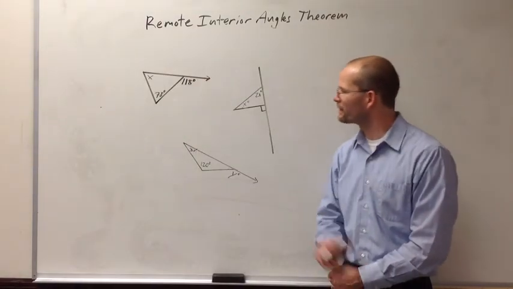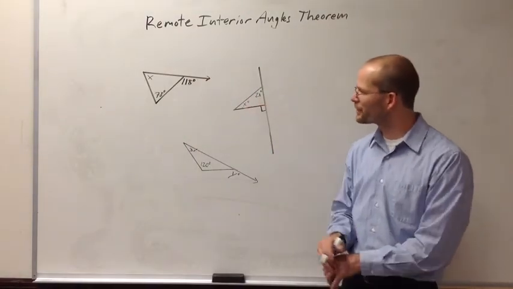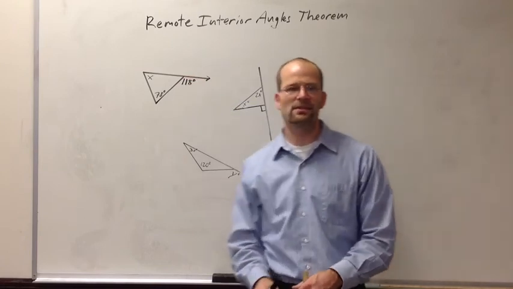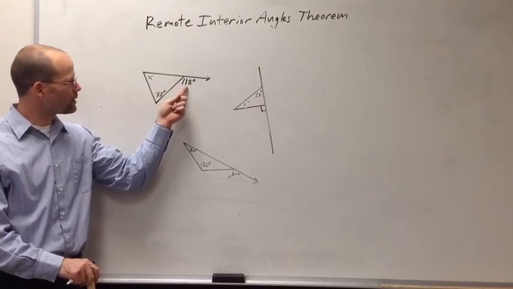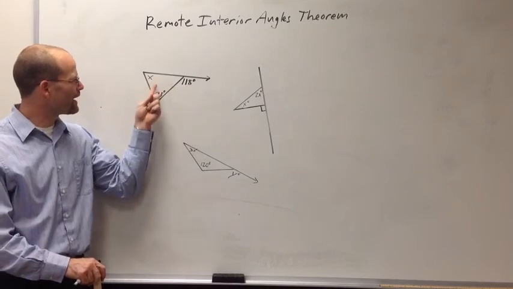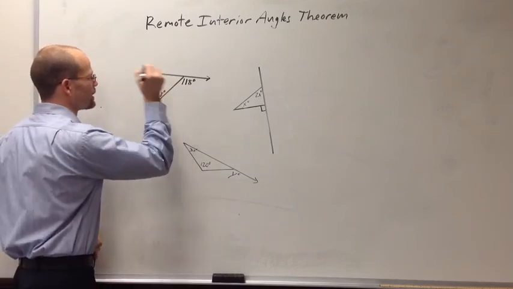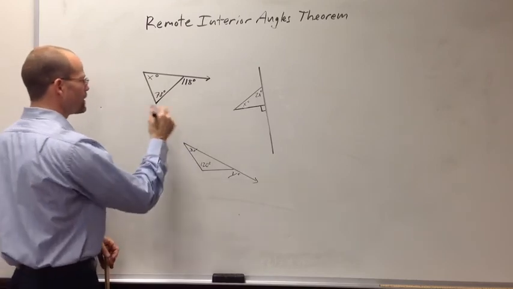Okay, a few examples here. 3 different triangles. We need to find the variables in each one. Let's start with this one up here. It's probably the easiest one. By the remote interior angles theorem, we know that the measure of 118 degrees is equal to the sum of x and 78 degrees. So we'll just write that equation out.